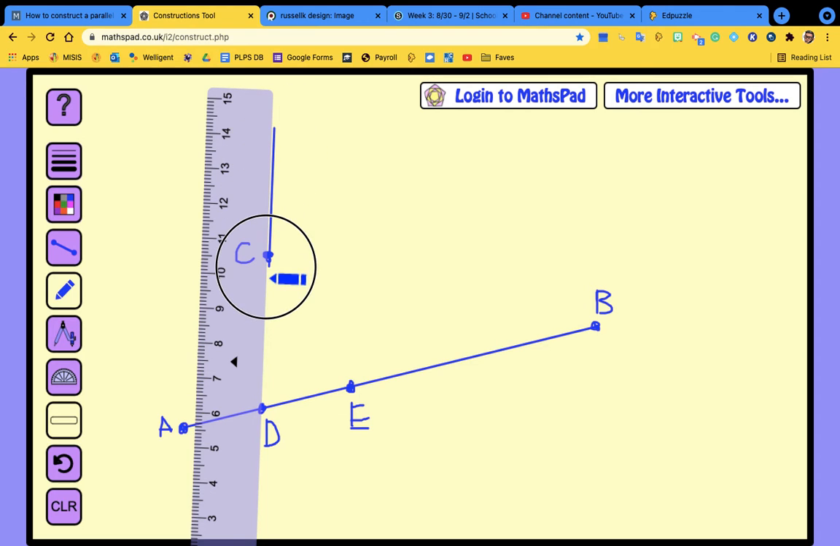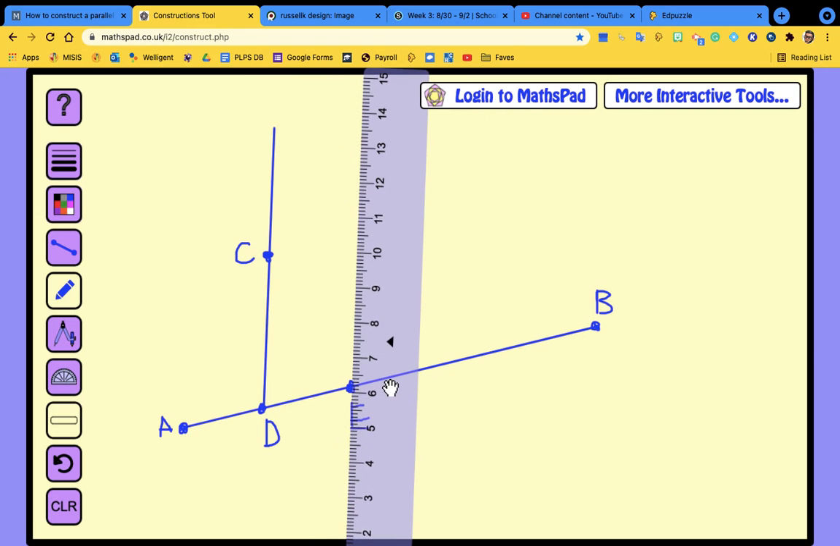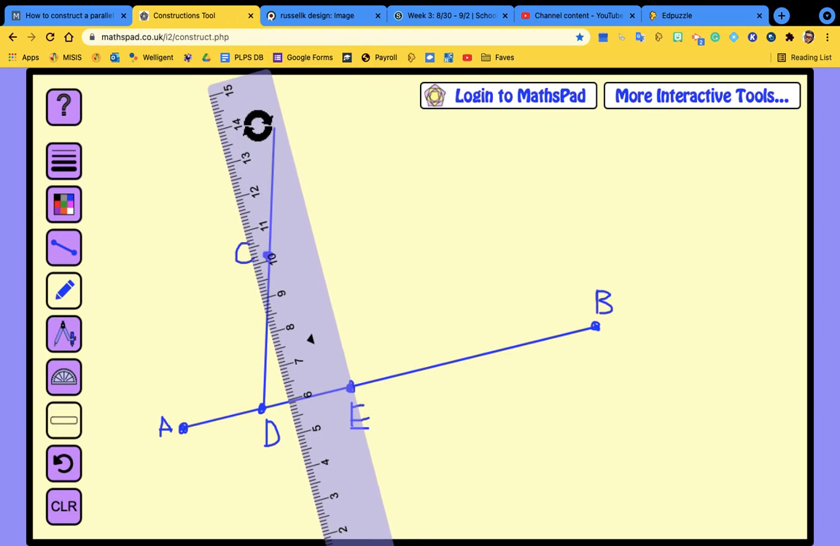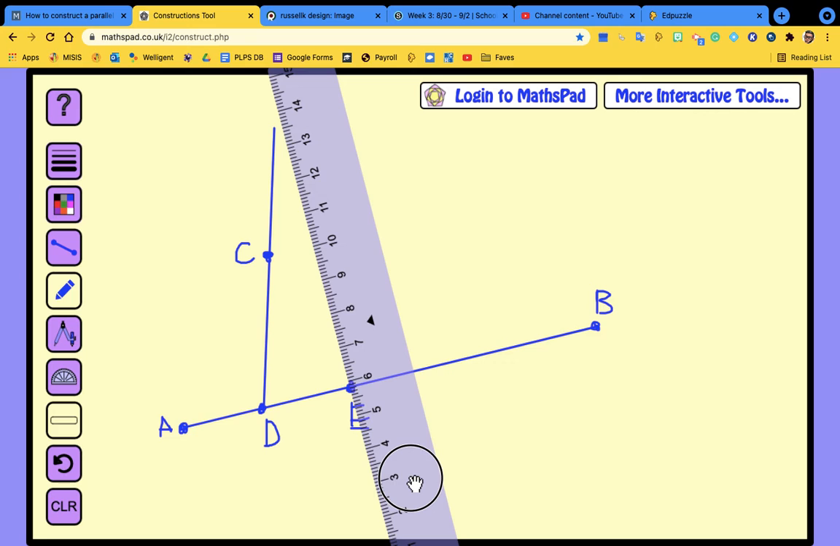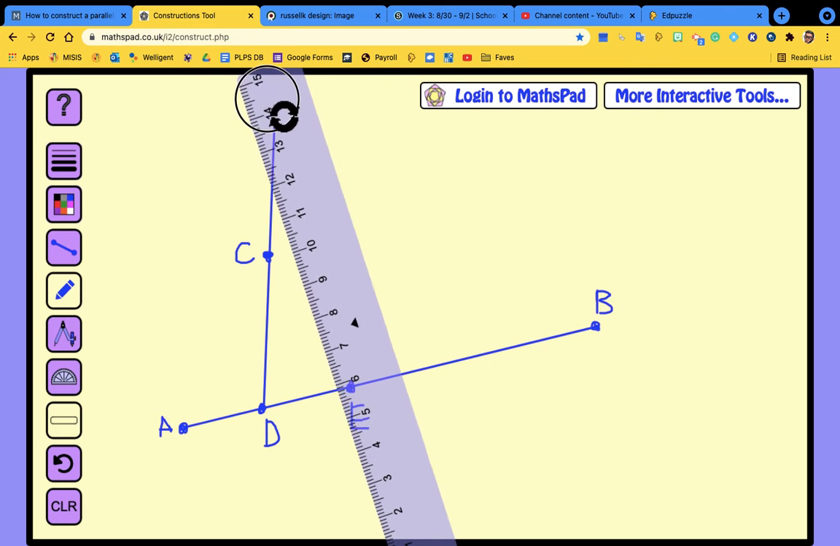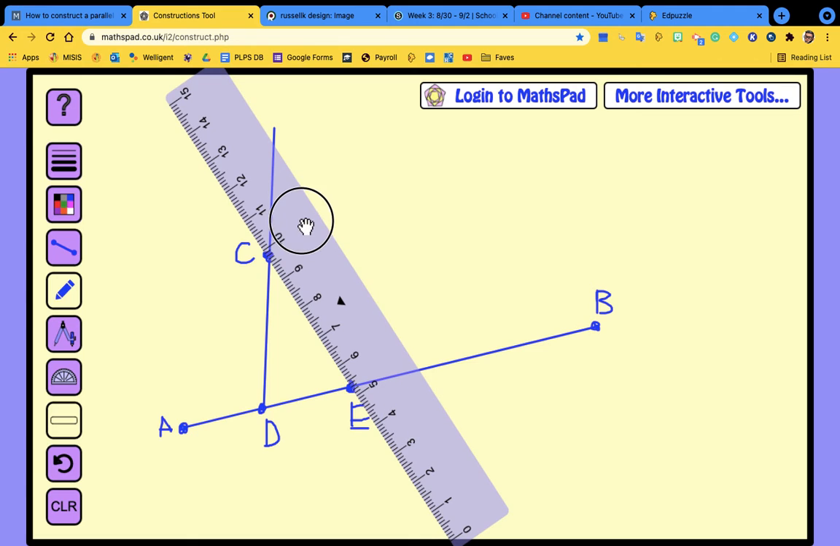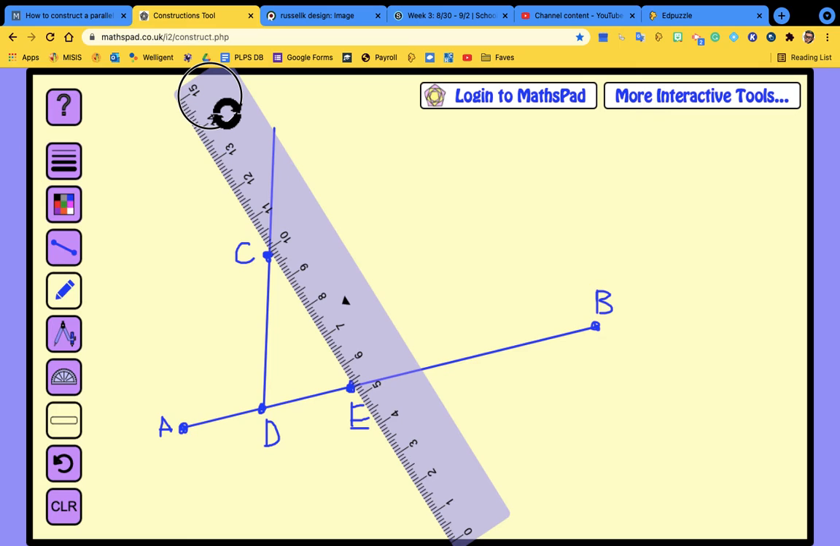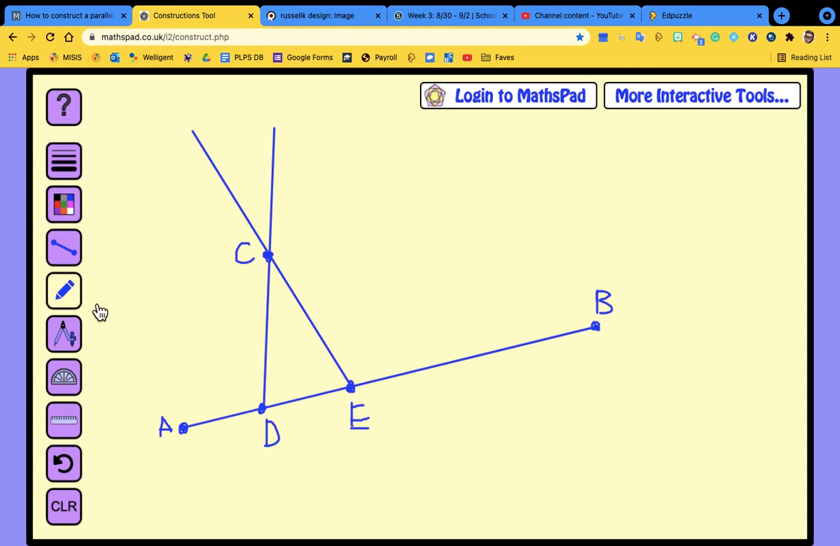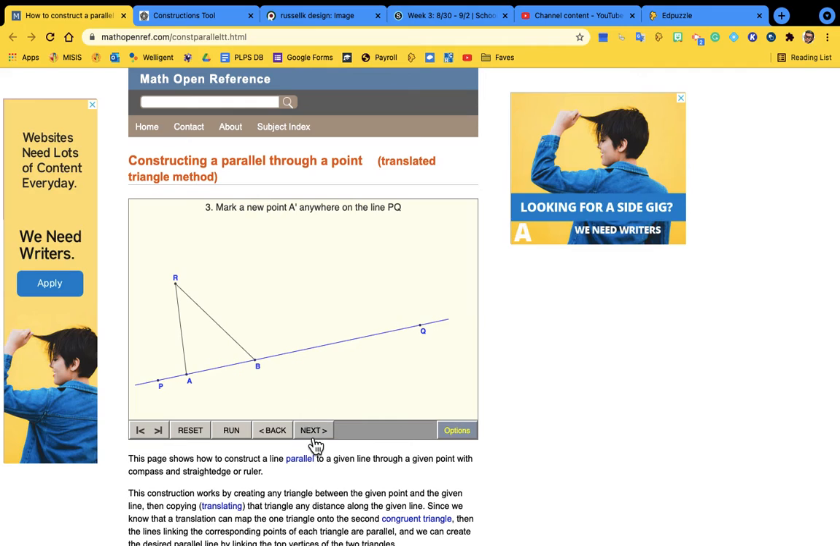So I'm going to draw a line between C and D, but then I'm also going to draw a line between C and E here. That's a little off. Again, you're going to have an easier time because you have a real ruler, right? So, okay, there we go. Look at that. That looks good. All right, what's next here?